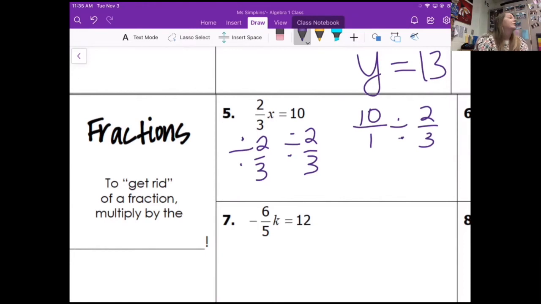Go tell whoever taught you that. That just makes me crazy. Because you're not saying any math. Mathematically, what are you doing?